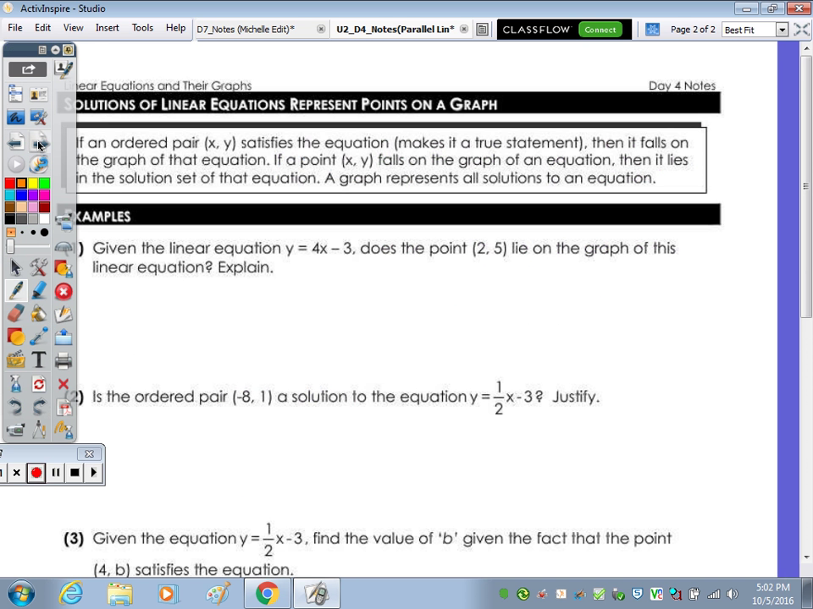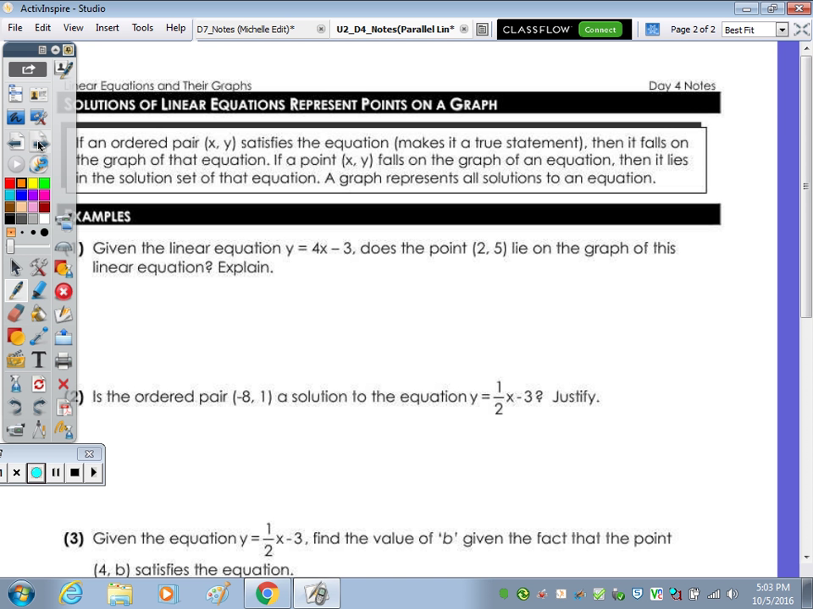So slopes of parallel lines are equal. On the back side, we're going to take a look at what all of the points on a graph represent. So reading in the box, it says, if an ordered pair (x, y) satisfies the equation, which means it makes it true when you plug the x and the y in, then it falls on the graph of that equation. If a point (x, y) falls on the graph of an equation, then it lies in the solution set.